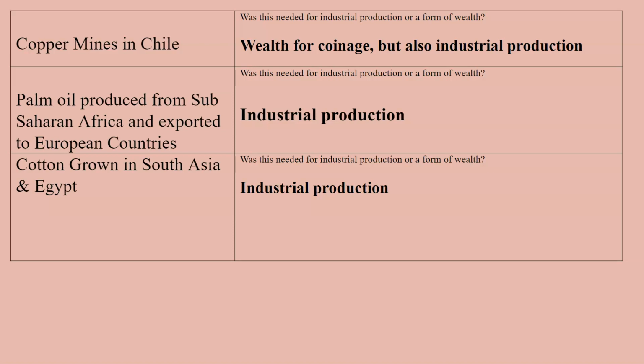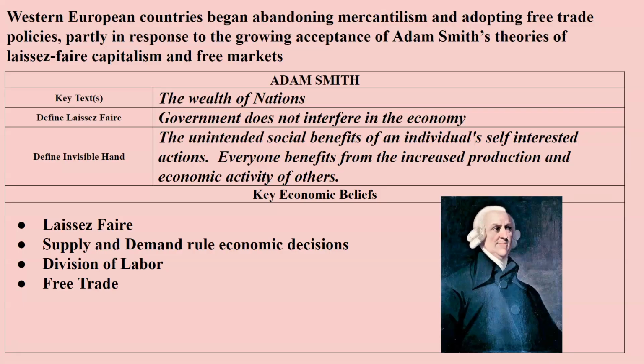And cotton, grown in South Asia and Egypt and also in the United States, fed the cotton mills of England and New England, especially for United States cotton. Okay, this leads to a change in economic systems. Western countries begin abandoning mercantilism, adopting free trade policies, partly in response to the growing acceptance of Adam Smith's theories of laissez-faire capitalism and free markets.